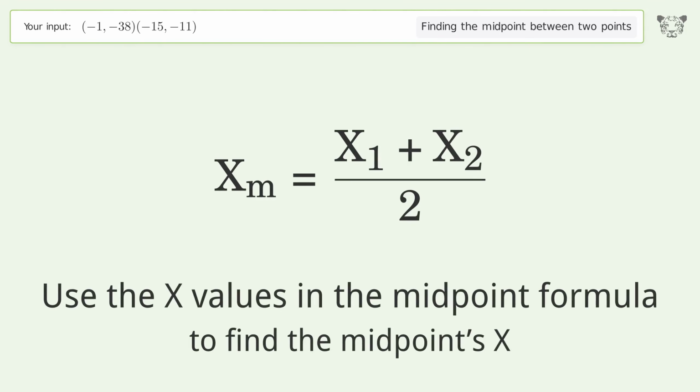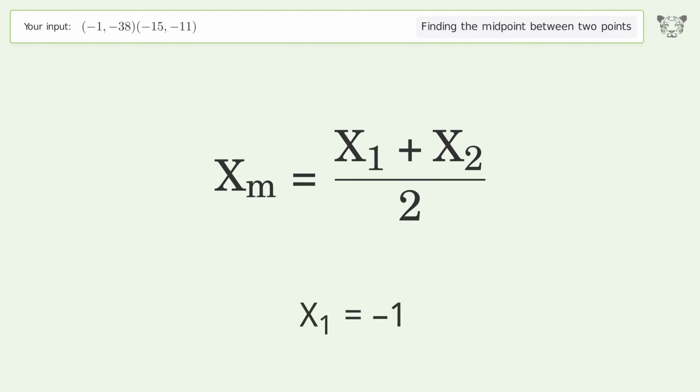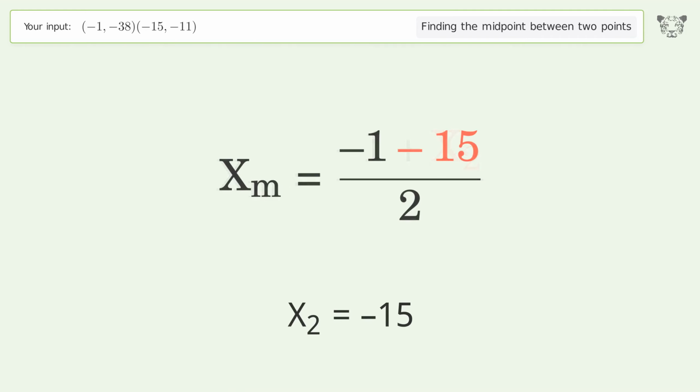Use the x values in the midpoint formula to find the midpoints x. x1 equals -1. x2 equals -15. Simplify the arithmetic.